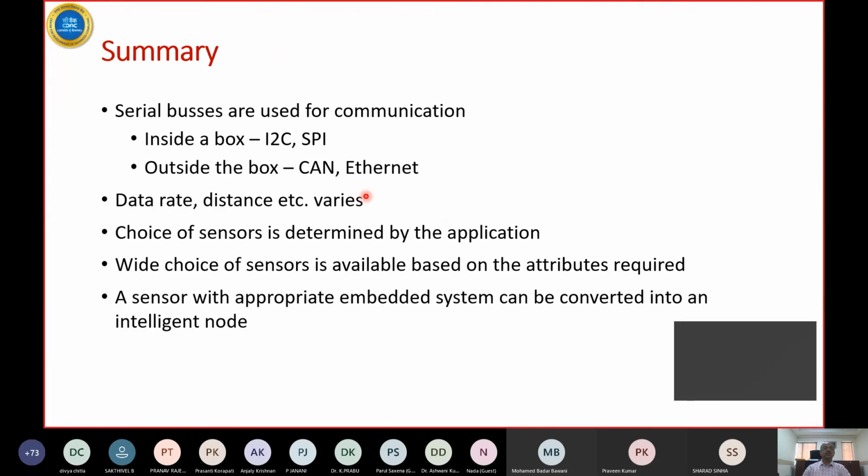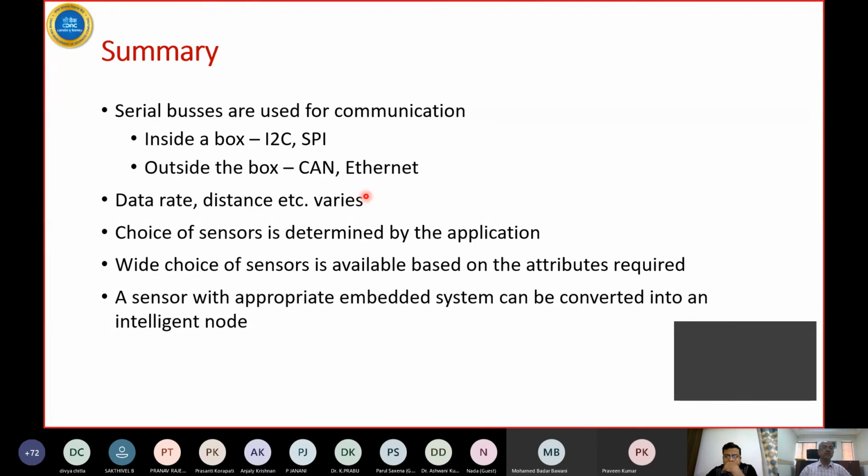Okay, so I overshot by 10 minutes. Sorry about that. So this is what we saw today in 1.5 hours. That serial buses are used for communication. Inside the box, you would typically use I2C and SPI. Outside the box or outside the node, you would use CAN and Ethernet. We saw how the data rate varies based on that, the distance varies, and there are many other things, whether powered, non-powered, etc.